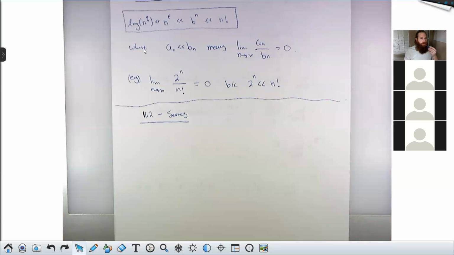Daniel asks, do we need to say why? Do you need to include this if you're using it on a test? Yes. If you're going to cite this, you need to at least tell me which part of it you're using. So the because 2 to the n is less than n factorial, that would be necessary in order for this to be a valid solution on a test problem.